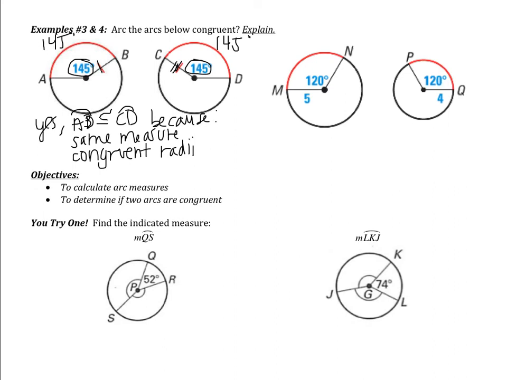Okay, pause the video right now and do example 4 on your own, please. Are the arcs congruent? Yes or no, and then why?